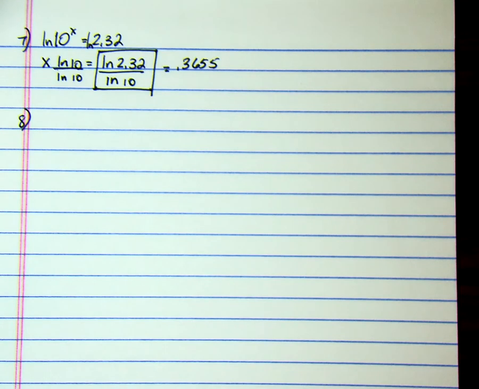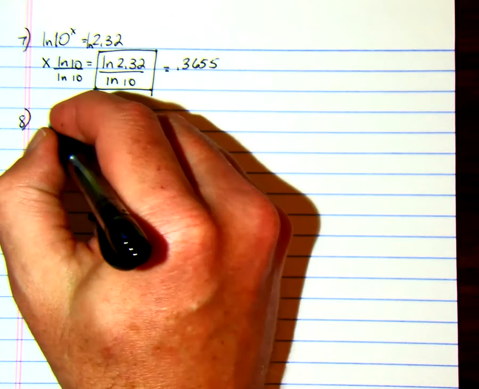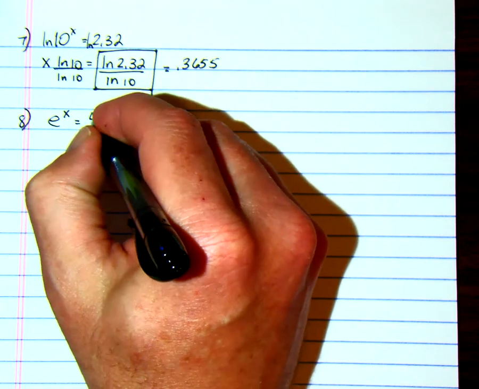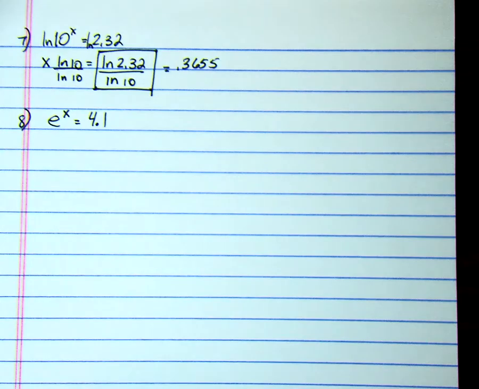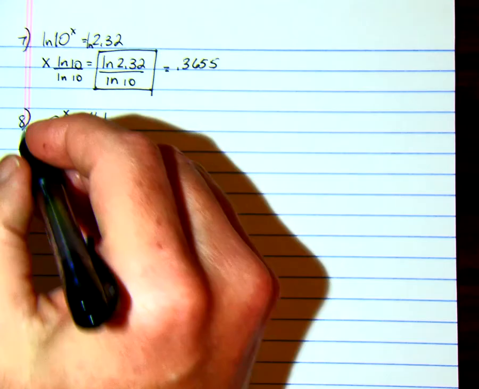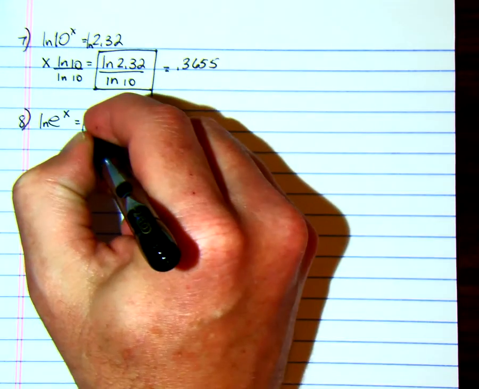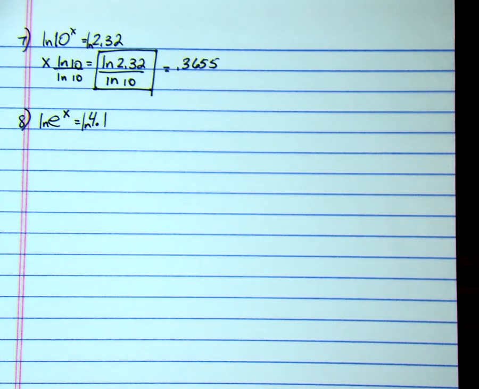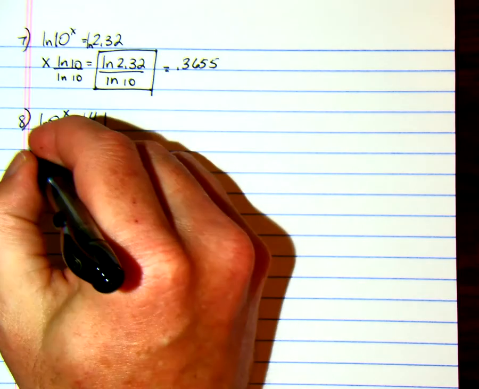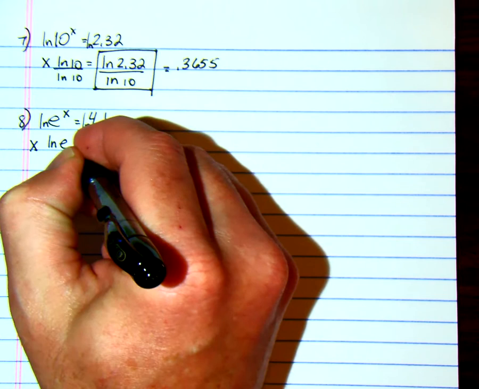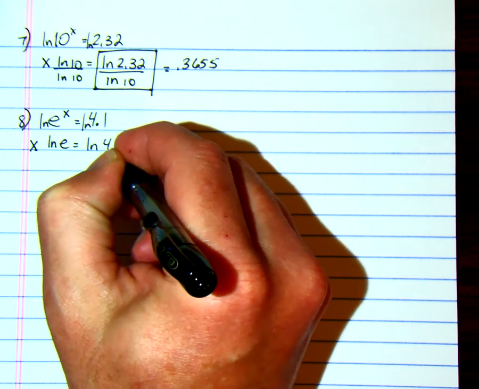Okay. Here it is, e to the x. This is why we're going to use natural logarithms here, because we're going to use some problems that involve a base of e. Because it involves a base of e, we're going to take the natural log of both sides. Again, the whole purpose of natural logging is that we can move this down. So this is x times the natural log of e equals the natural log of 4.1.